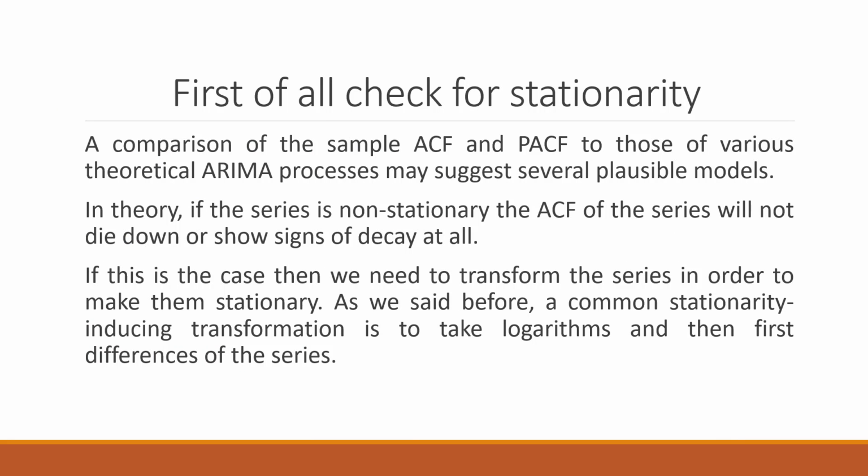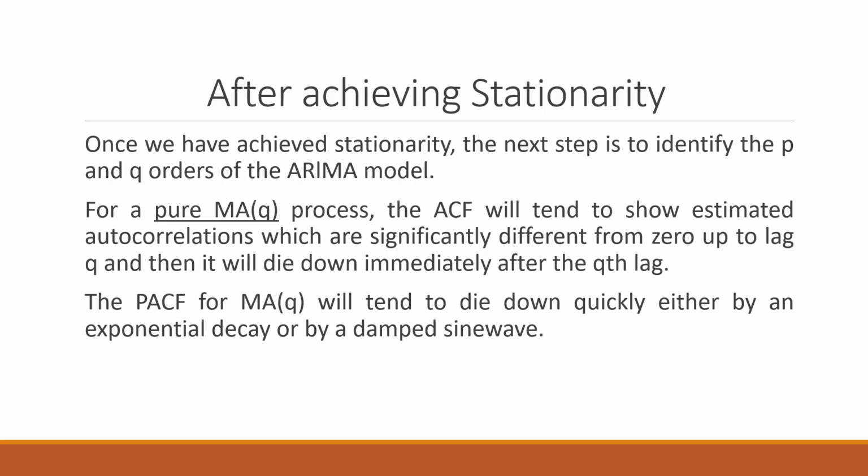So first of all, check the stationarity with the help of the autocorrelation function and partial autocorrelation function in EViews. And if necessary, transform the series with the help of logarithm or the first difference. After achieving stationarity, we will have to detect which process it is. Once we have achieved stationarity, the next step is to identify the P and Q orders of the ARIMA model.